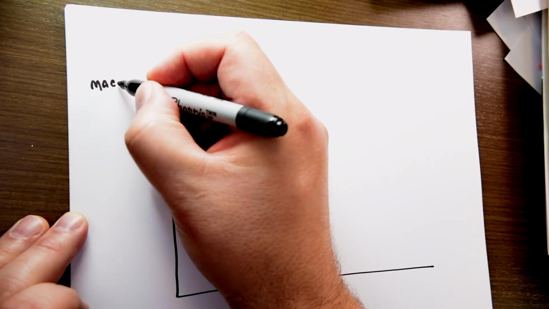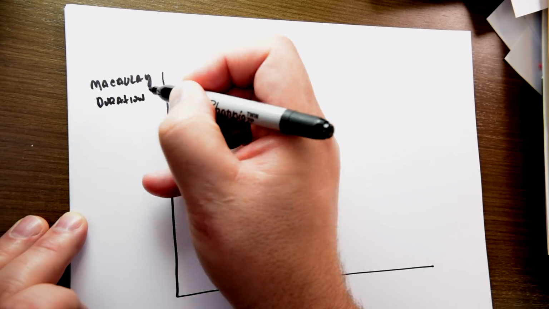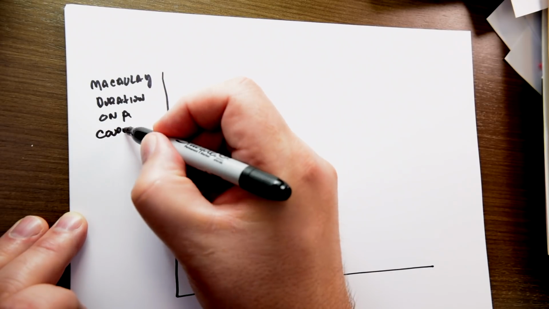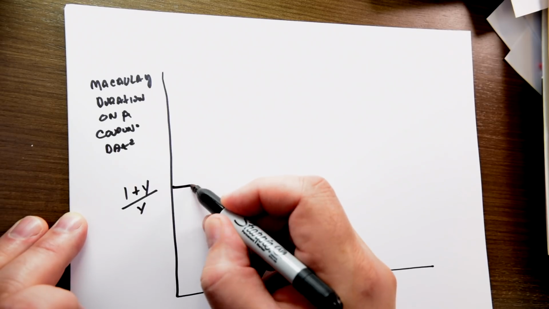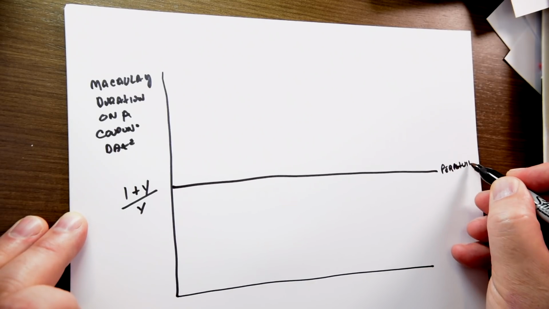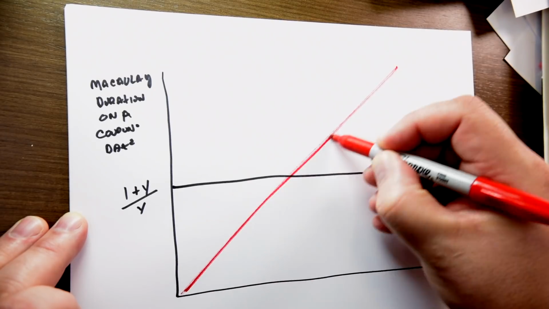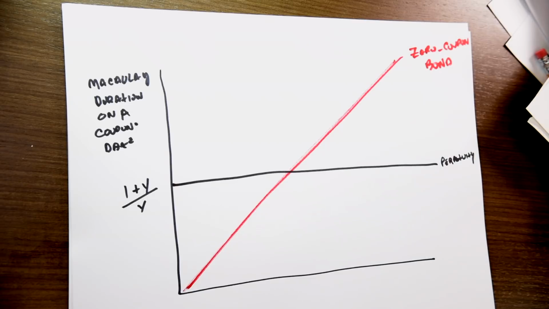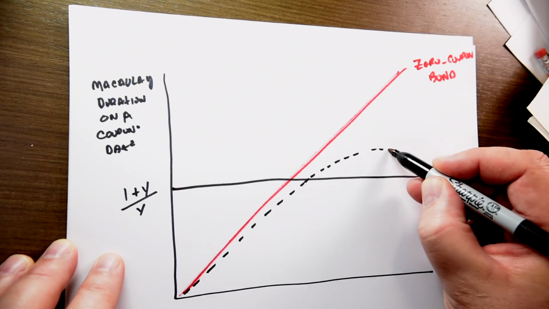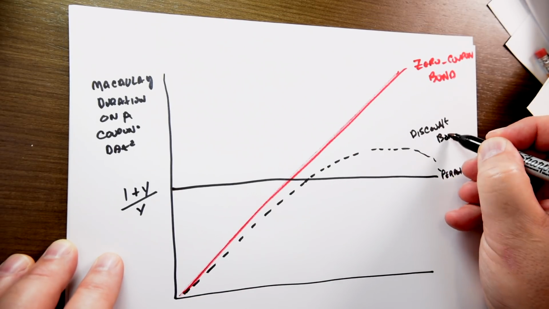We can look at things a different way, and it's fun to look at the math on this as well. We're looking at the Macaulay duration on a coupon date, and we're looking at zero coupon bonds, discount bonds and premium bonds, and what we want to see is how they relate to the time to maturity, and mathematically we can graph it like this.